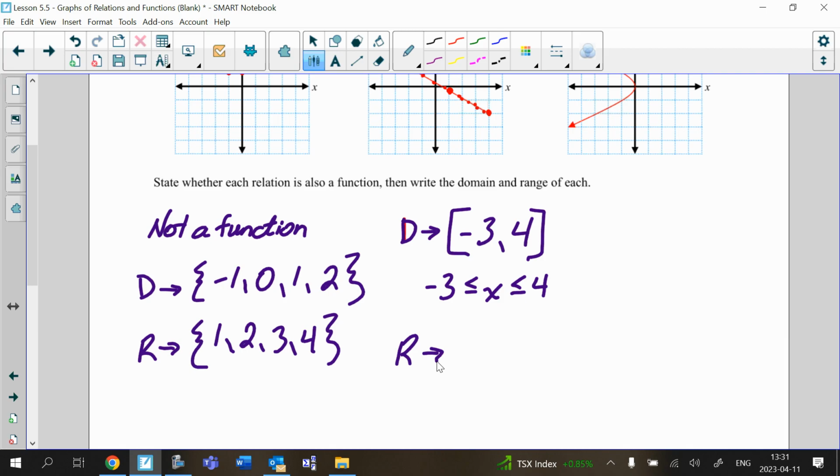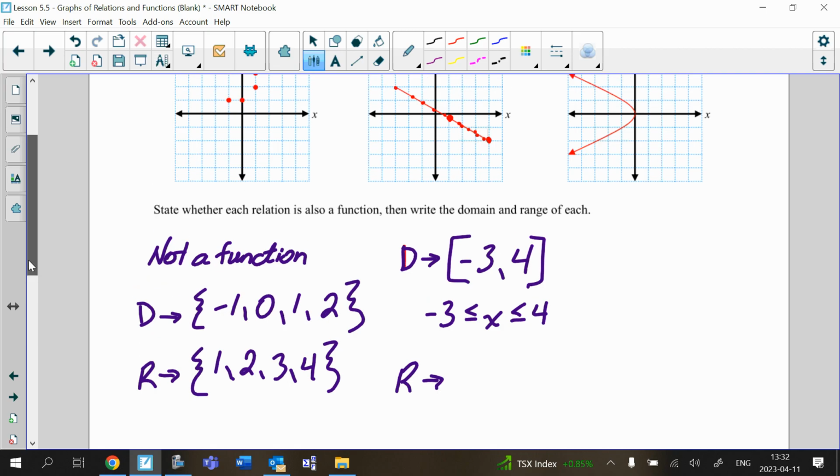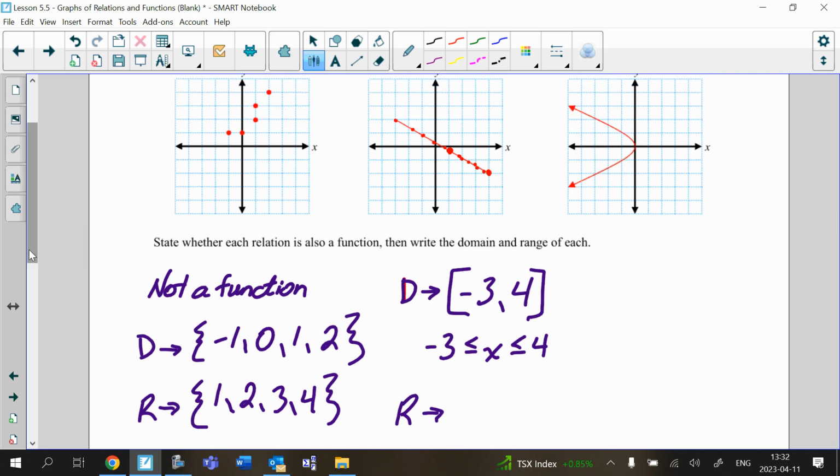Anyway, the range. Range is the y values. Where is the point with the lowest y value? -2. Where is the point with the highest y value? +2. And because they're connected, everything in between. So the range goes from -2 to +2. How do you write that?